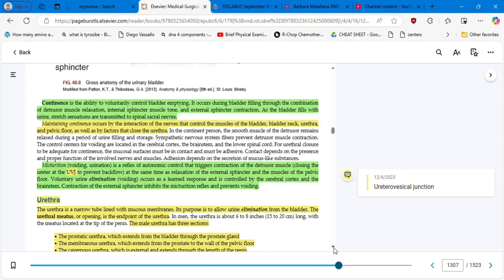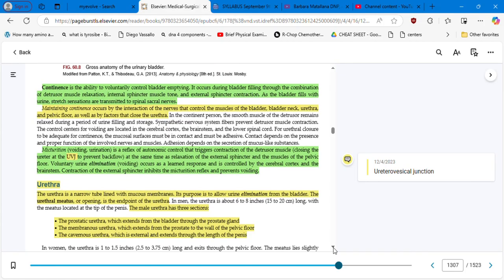That's also very important because you can visualize the relationship between these nerves and the spinal cord. Again, maintaining continence occurs by the interaction of the nerves that control the muscles of the bladder neck, the urethra and pelvic floor, as well as by factors that close the urethra.